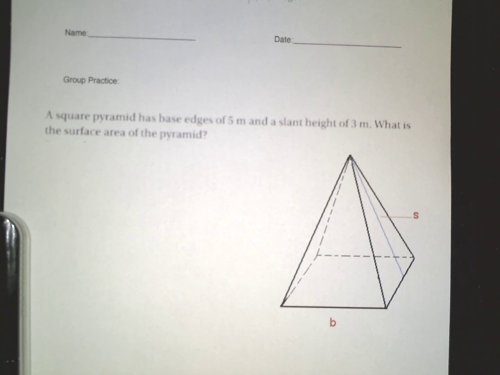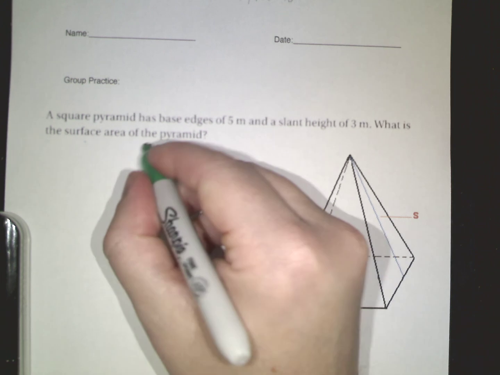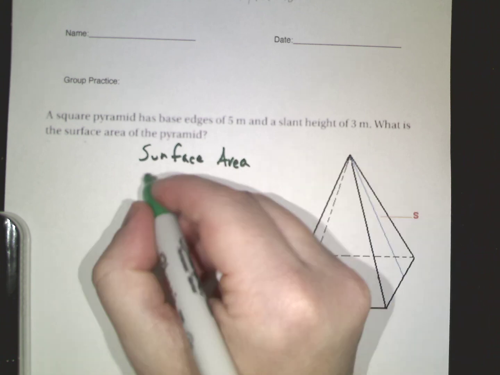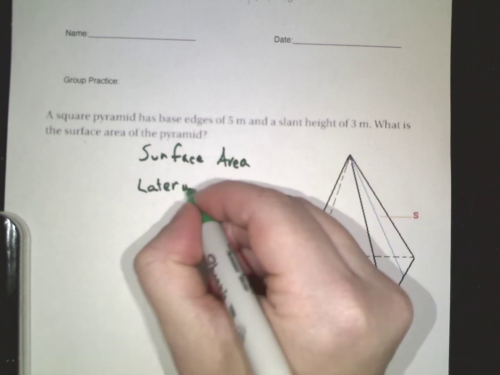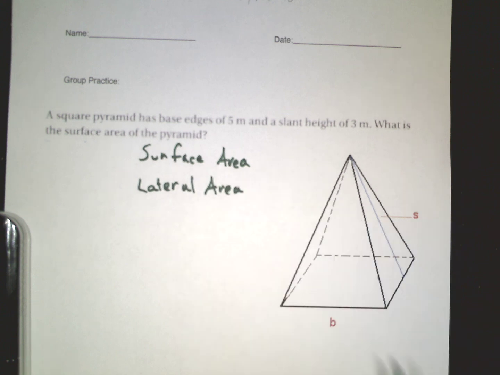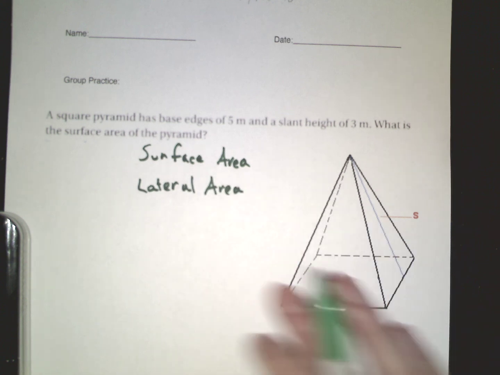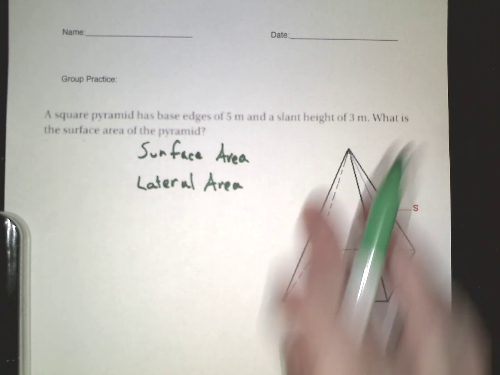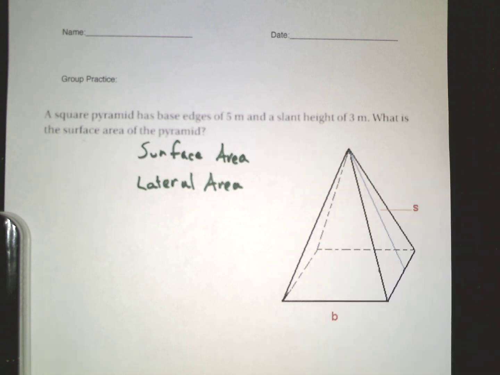Okay, so they want to know the surface area, not the lateral surface area. Remember, there's two things. There's the surface area, and there's the lateral surface area, or lateral area. So the surface area means you want to cover every surface on this thing. That includes the bottom. So you want this wrapped up. Now, the other way, the lateral area is just the sides.